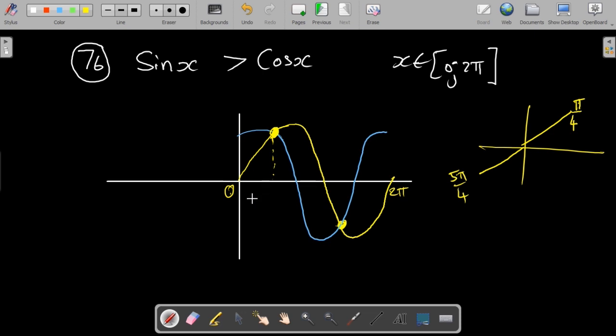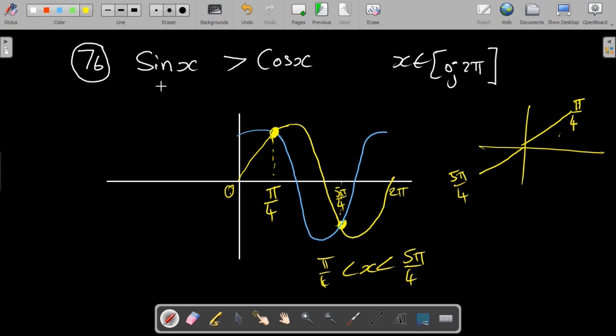So at that point then, you have pi over 4 at that section there, that first point of intersection. And there, you have 5 pi over 4. So everywhere between pi over 4 and 5 pi over 4, your sine has values which are greater than the values of cosine. And we used the unit circle as well as our knowledge of the graphs to solve this.